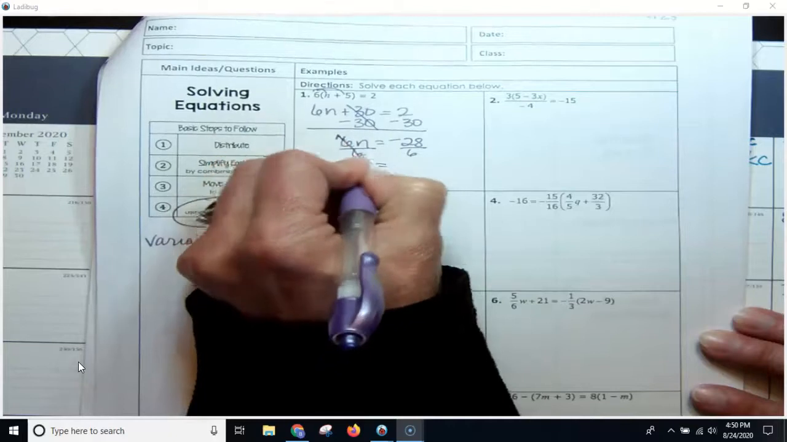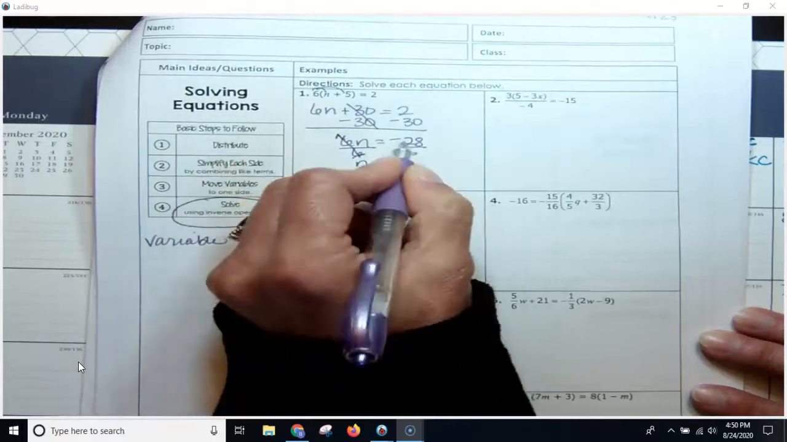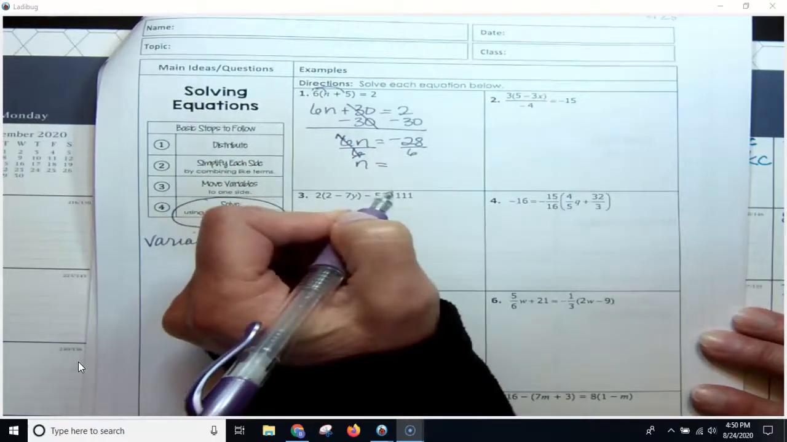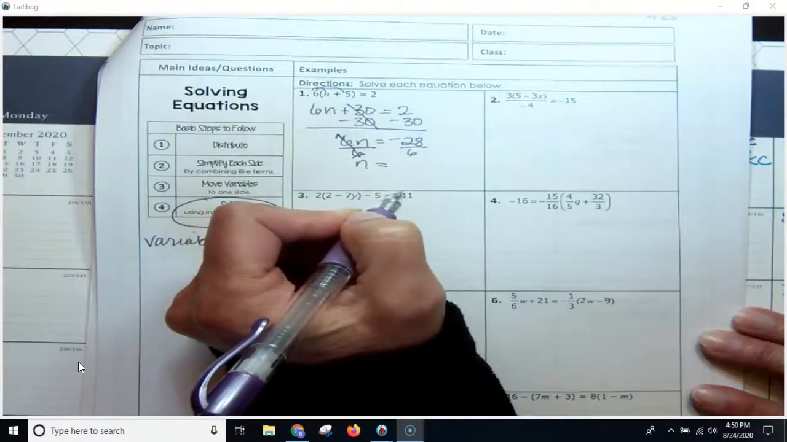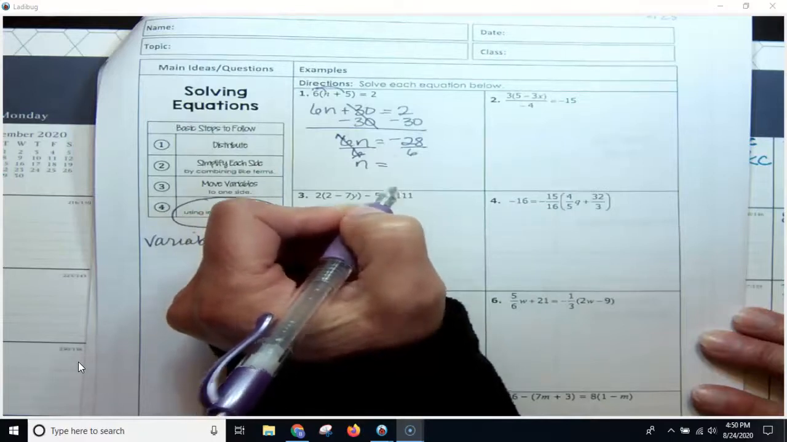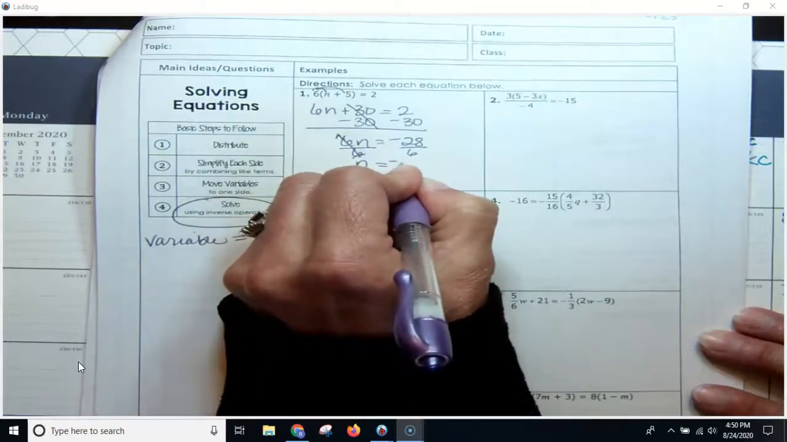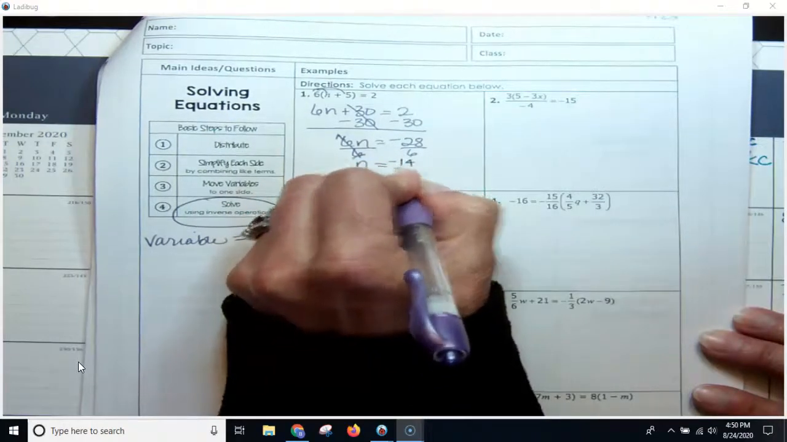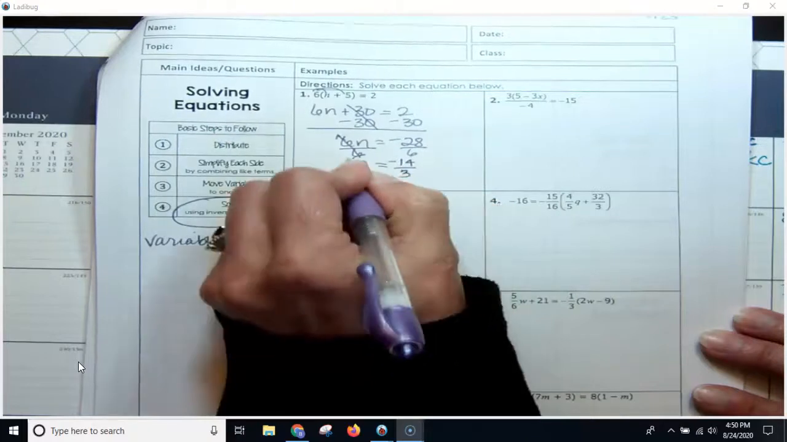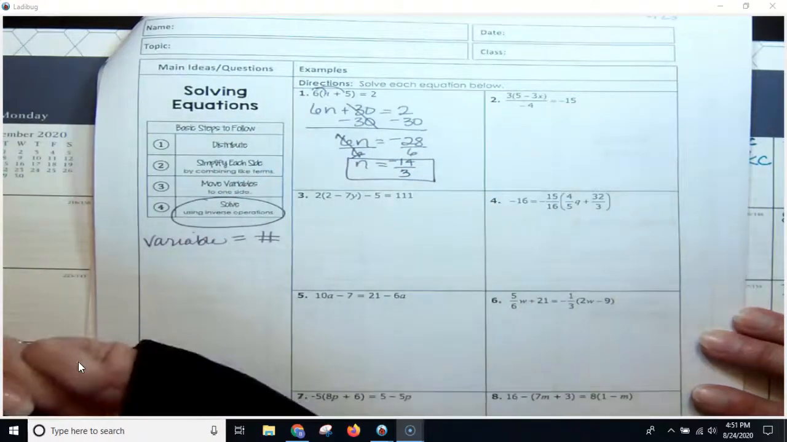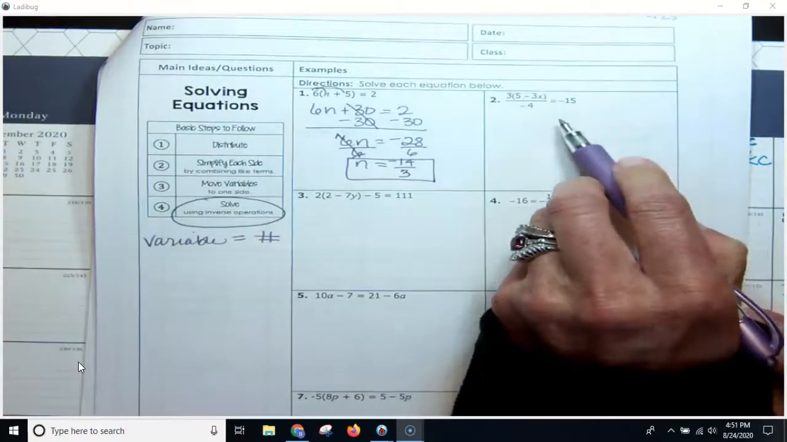6 over 6 is 1, and negative 28 divided by 6 is an improper fraction, but I'm going to go ahead and reduce it. 2 goes into both of those. 2 goes into 28 14 times, and 2 goes into 6 3. So there you go. All right, and now we've got this.